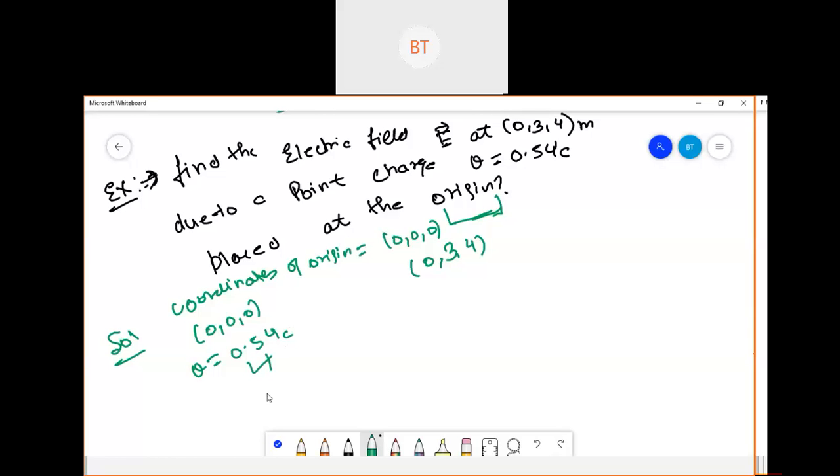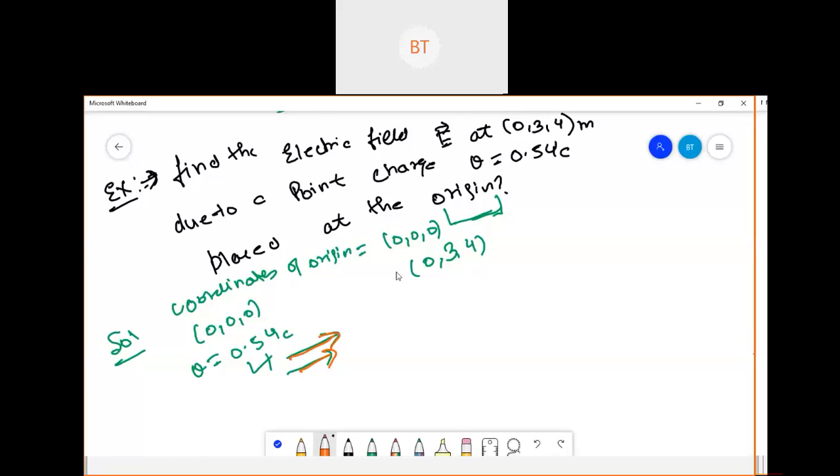The electric field will be in the outward direction, so the direction of the electric field will be this. Now what we need to do is calculate. First we will calculate the magnitude, and after that we will calculate the direction based on the r vector. After this, the problem is solved.